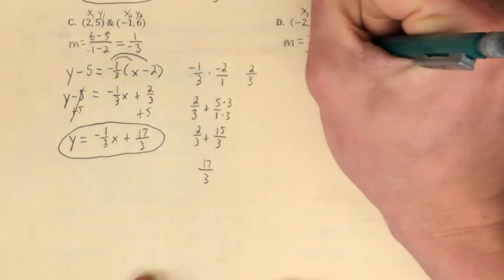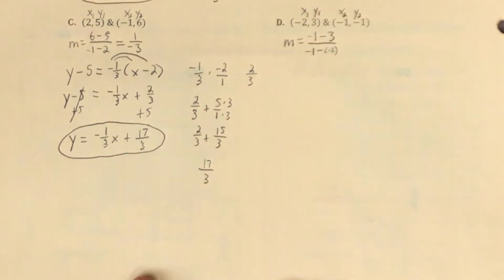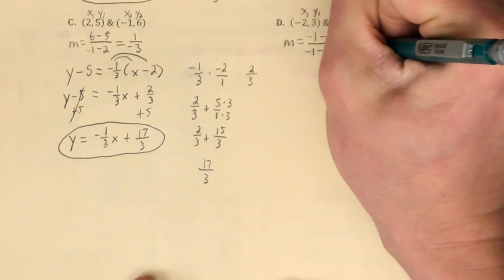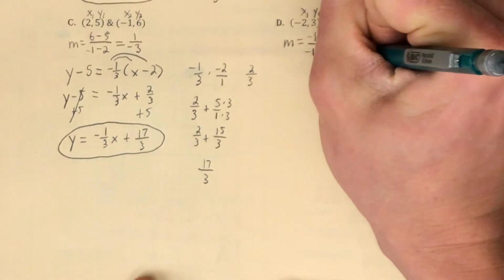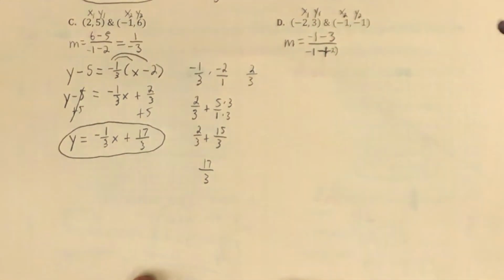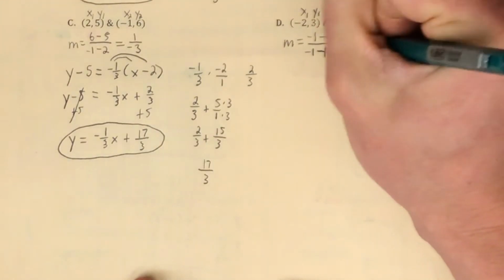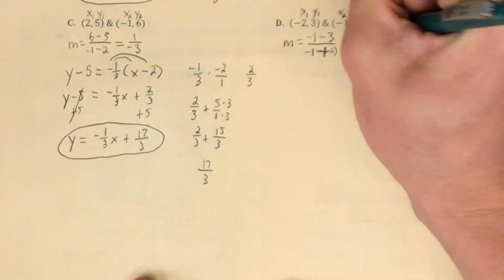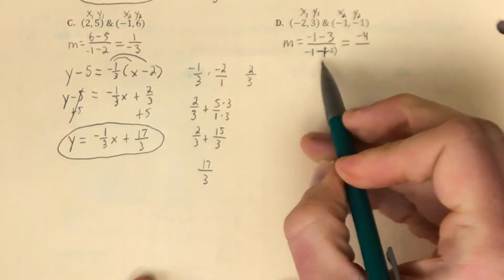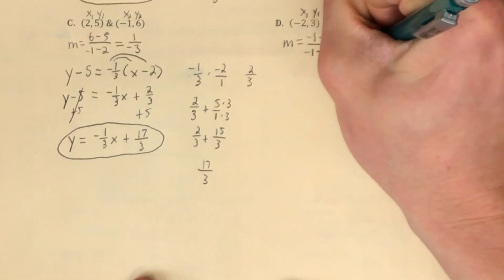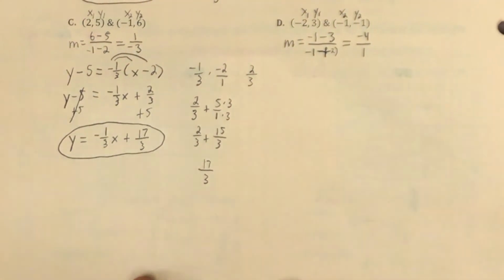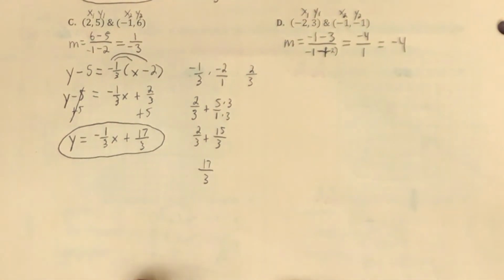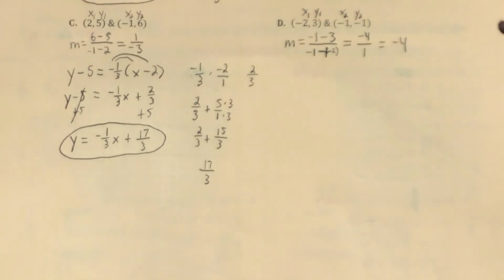was -2. First thing I want to do, get rid of any double negatives, which I see on the bottom. So negative and negative make a positive. So I've got -1 plus 2 on the bottom. So then do the work. -1 minus 3 is -4, over -1 plus 2 is +1. Well, -4 over 1 is the same as just -4. So I have a whole number slope of -4.